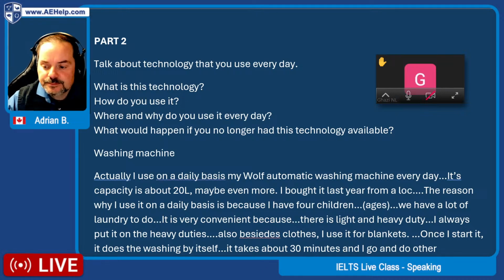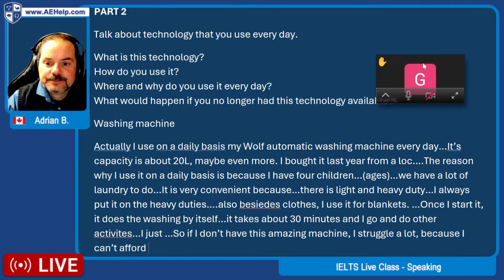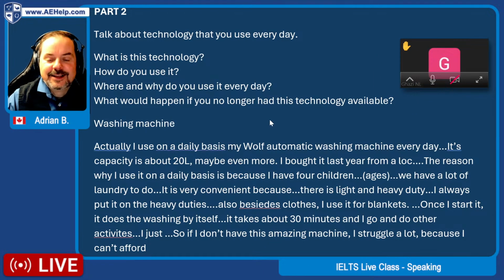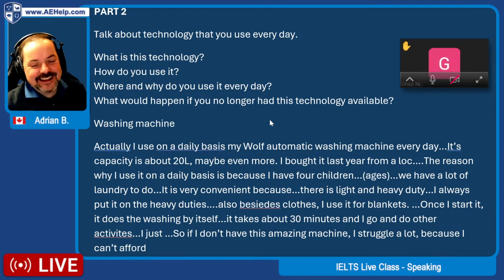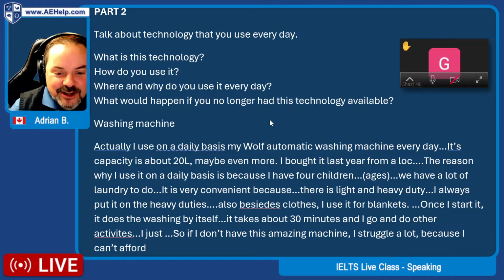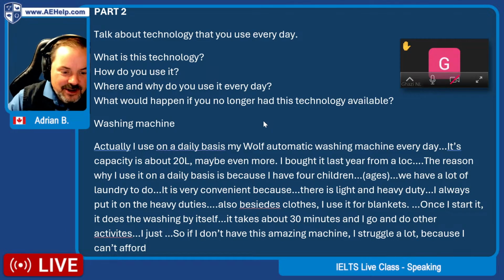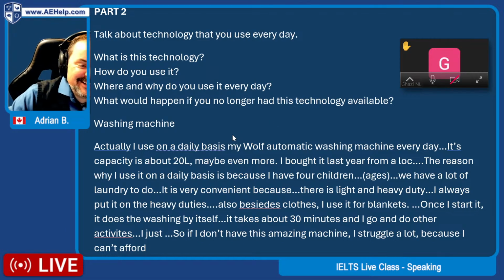I just forgot to add the detergent before I started. I should mention that. It's still better to have a washing machine even if you're not using detergent. So it's all okay.